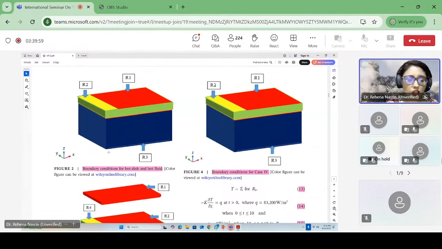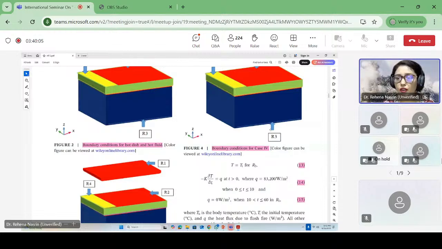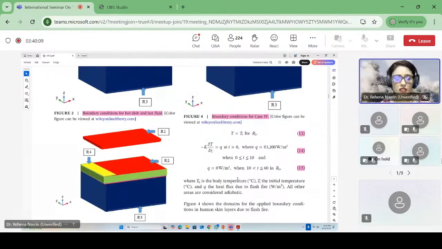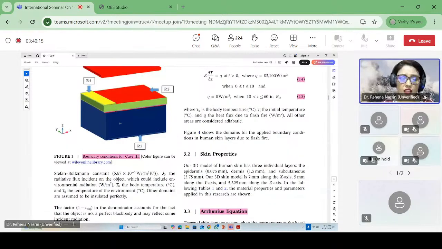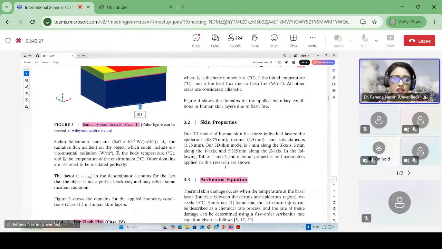So these are the boundary conditions for the first and second case. These are the boundary conditions for flash fire, where all the conditions are mentioned, and these are the boundary conditions for radiation. This is the cast iron. This metal radiates heat, and this is our skin. Our skin can burn. So, skin properties.